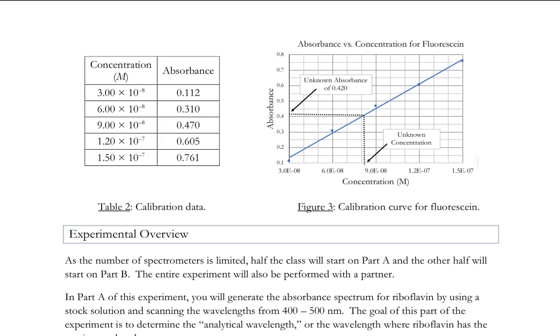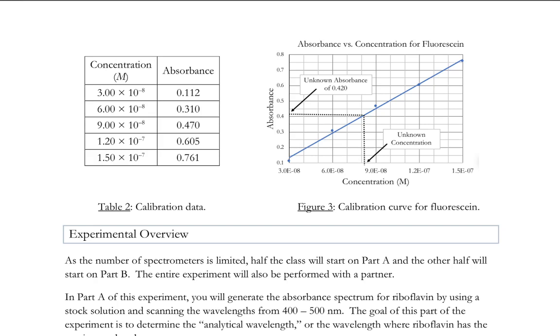So then we will make a graph on Logger Pro, and I will show you that graph. It will be available in Canvas. It will be absorbance versus concentration. That's our calibration curve. And we will then notice the data is linear. We will fit that to a linear function. We will have a slope and a y-intercept.